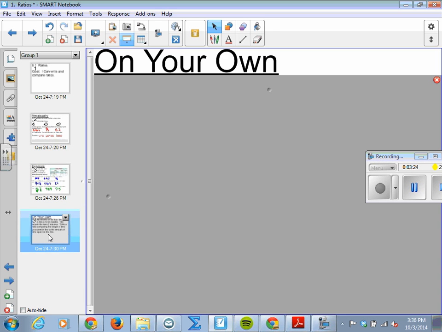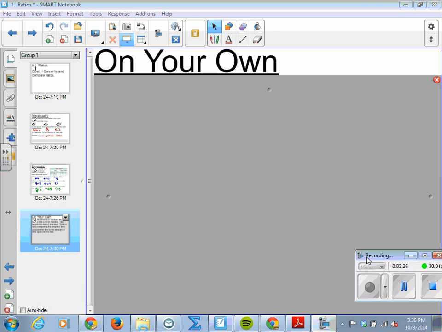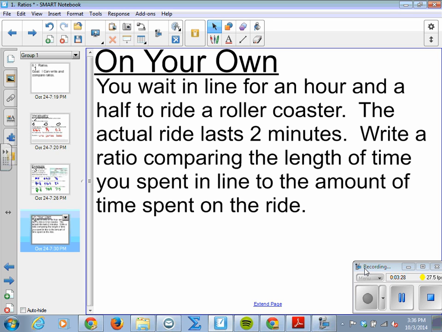Now, try this one on your own. It's a word problem. You're waiting in line for an hour and a half to ride a roller coaster. The actual ride lasts 2 minutes. Write a ratio comparing the length of time you spent in line to the amount of time spent on the ride. We want ratios to be kind of in the same unit.